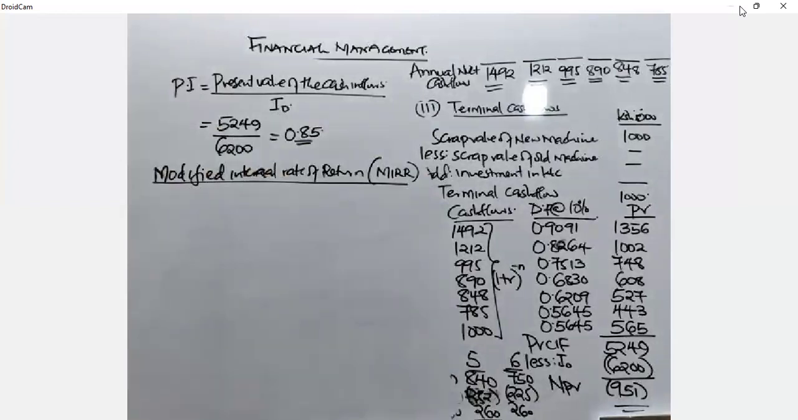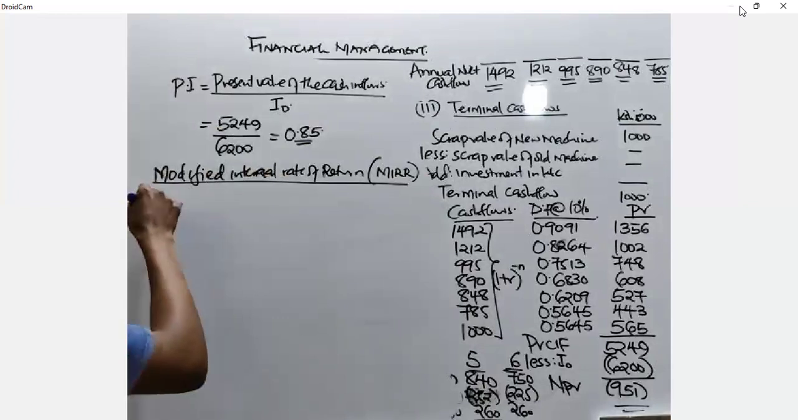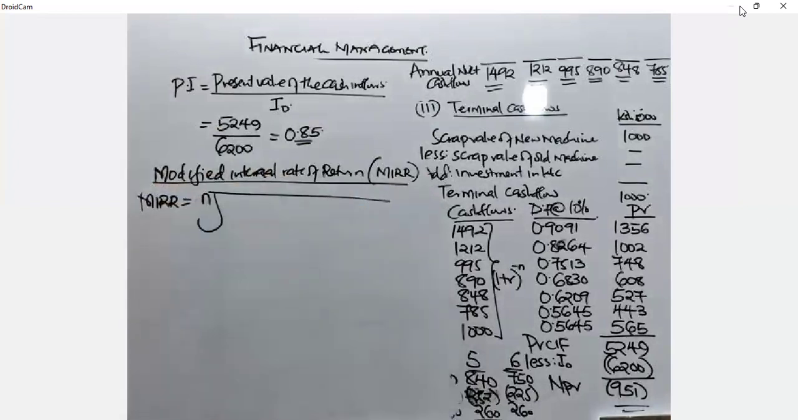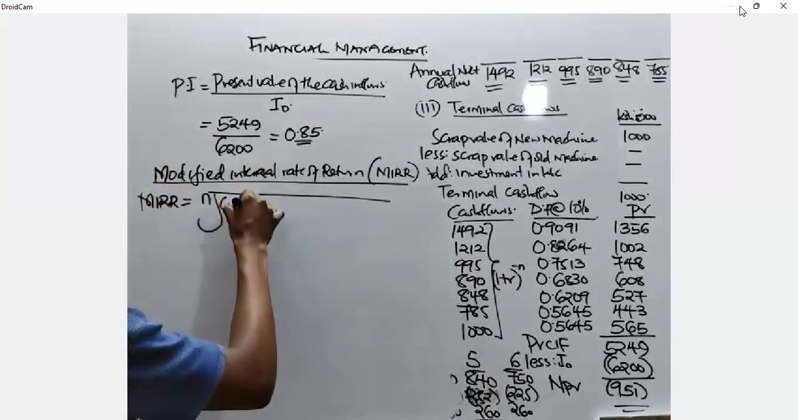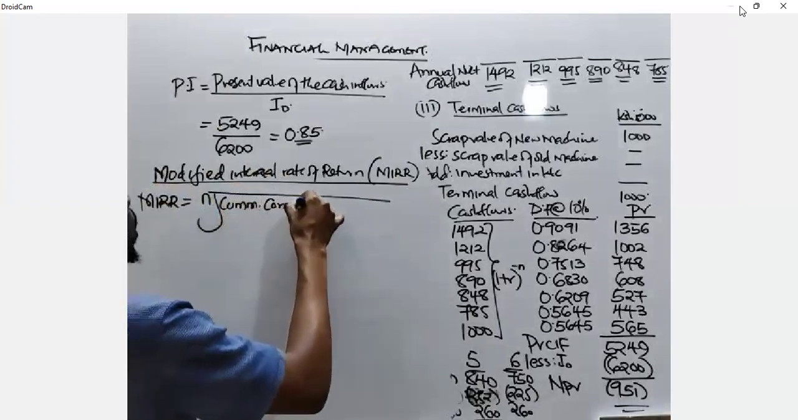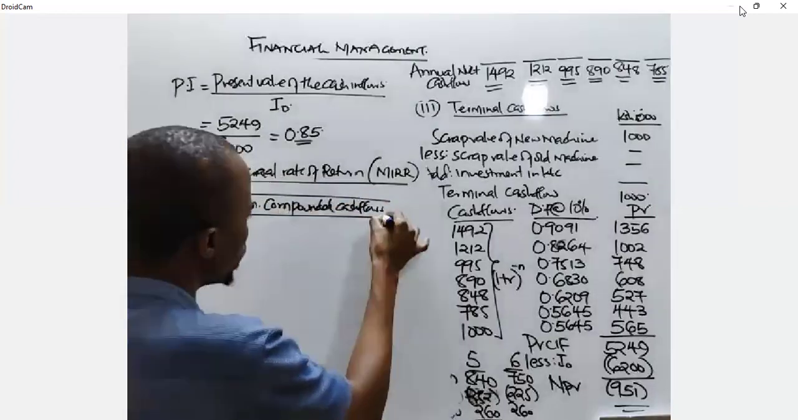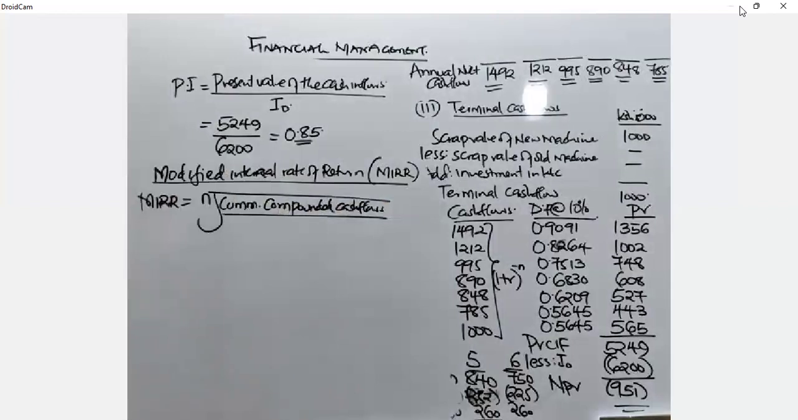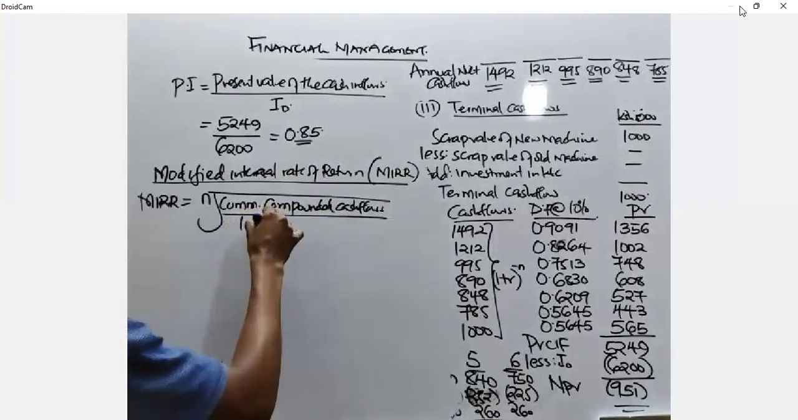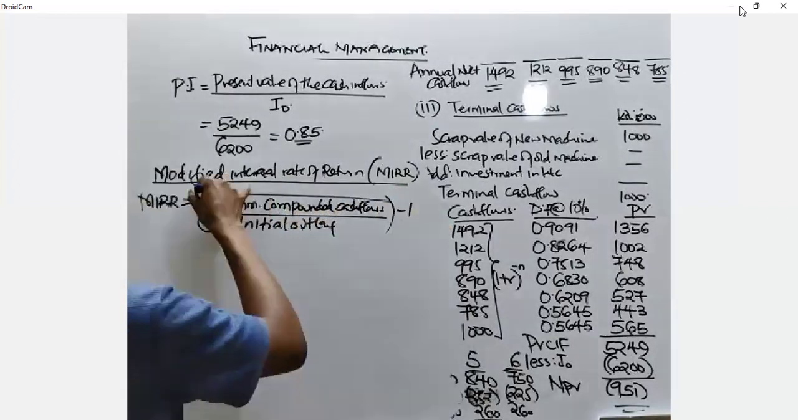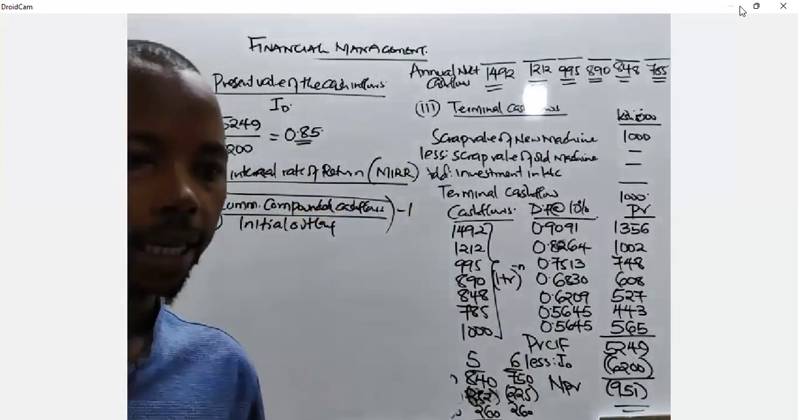We say, to get our MIRR, we normally take the nth root, where n is the number of years, or the project's economic life, of the cumulative compounded cash flows. We divide all of these by the initial outlay. Then we subtract 1. That is how you normally get the MIRR.